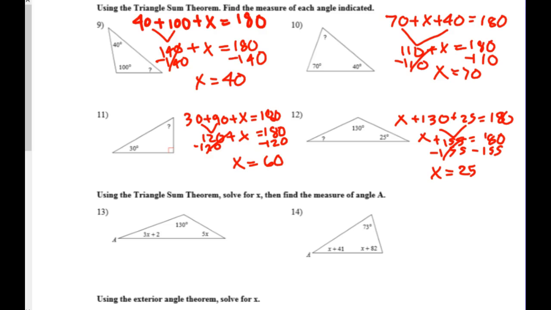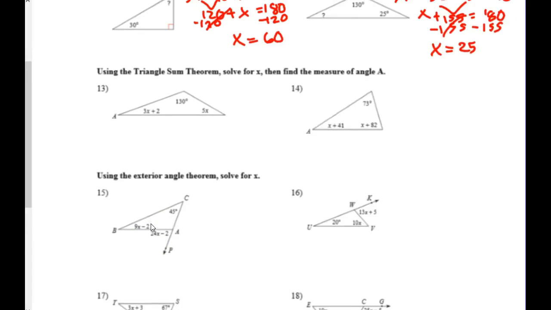Again, these were done kind of fast. You can do them. You just always add them all up, equals 180. Combine like terms, and solve. So even on 13 and 14, it's a little bit more difficult. It's the same exact process.